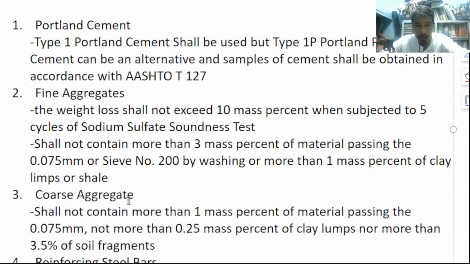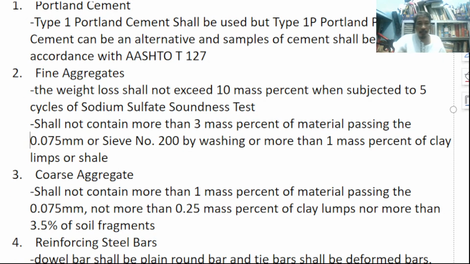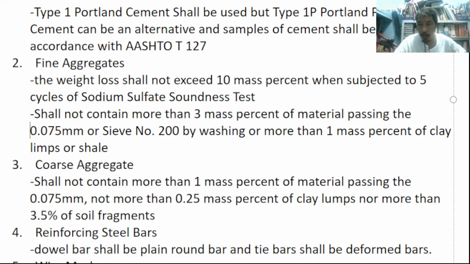Coarse aggregate shall not contain more than 1% of material passing. Coarse aggregate 1%, so fine aggregate 3%. But not more than 0.25 mass percent of clay lumps. So this is 1%, this is 0.25%. So 3.5 of soil fragments. That is for coarse aggregate. Number 4.